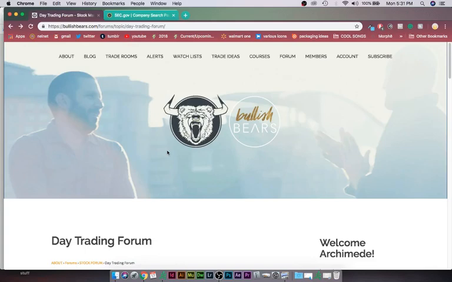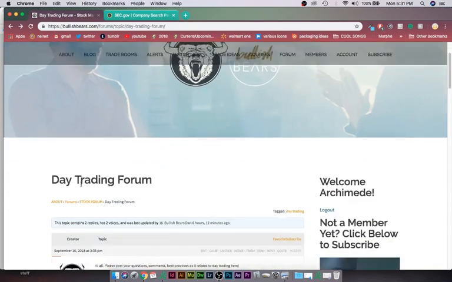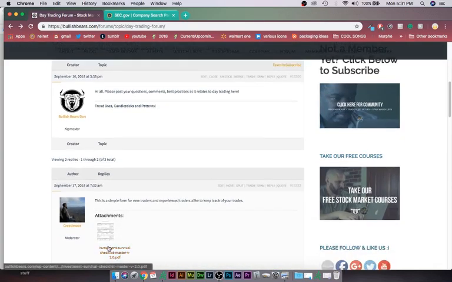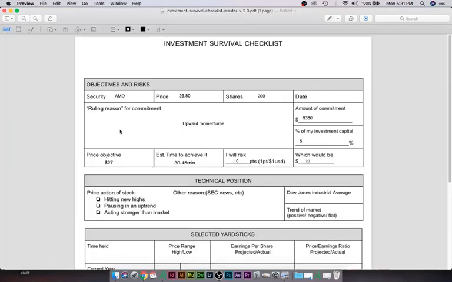This evening, we're going to take a look at the investment survival checklist posted here on the Bullishbears website. Just hop over to the forum, go to Day Trading Forum, and you can see that I have posted the checklist right here in a PDF, free to all users or free to all members. Let's hop over to the checklist.